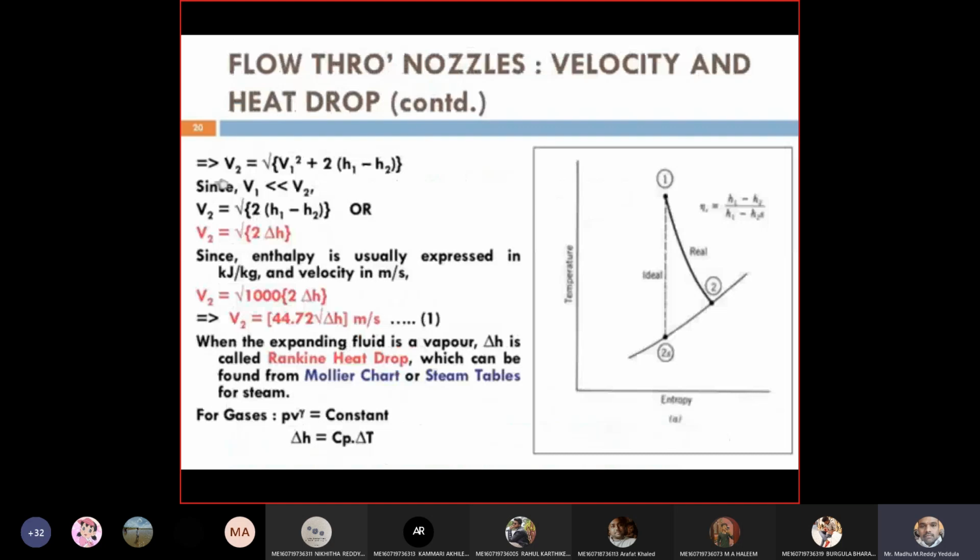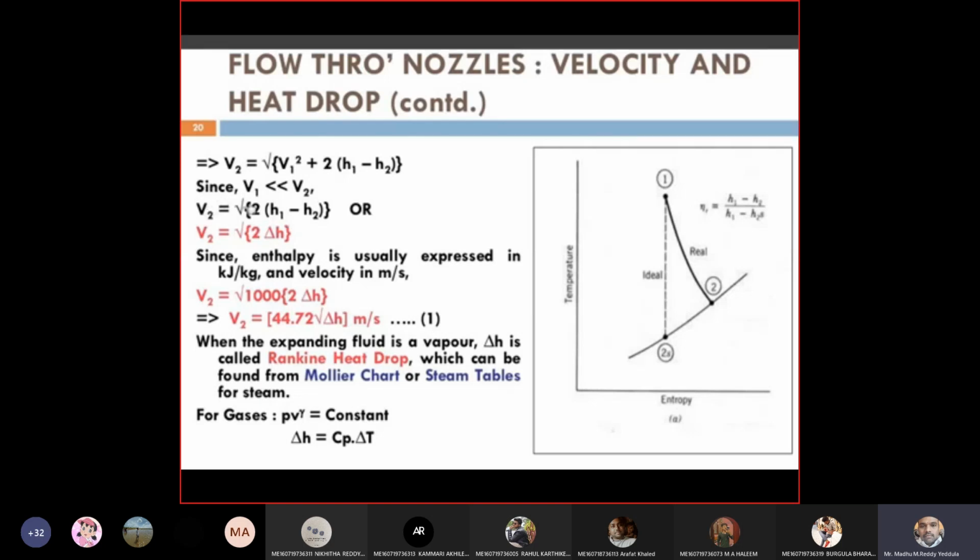From the previous equation, (V2² − V1²)/2 = H1 − H2. Then V2² − V1² = 2(H1 − H2), and V2² = V1² + 2(H1 − H2). Removing the square, we take the square root. As I said just now, compared with the outlet velocity, the inlet velocity is very small and can be neglected. Therefore, V2 = √(2(H1 − H2)), where H1 − H2 is the enthalpy drop.